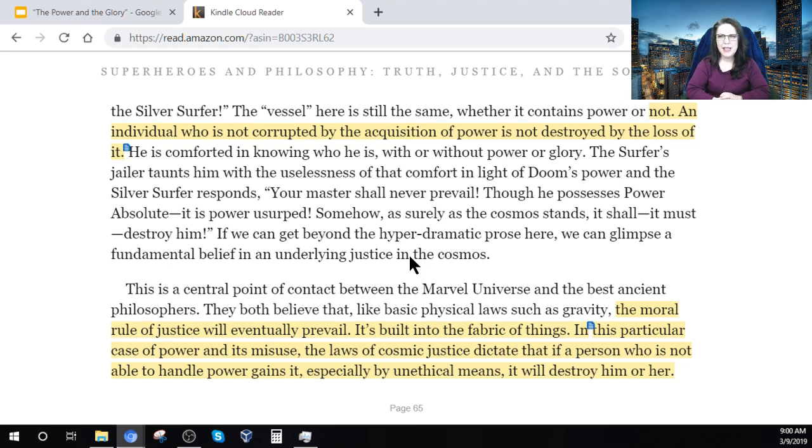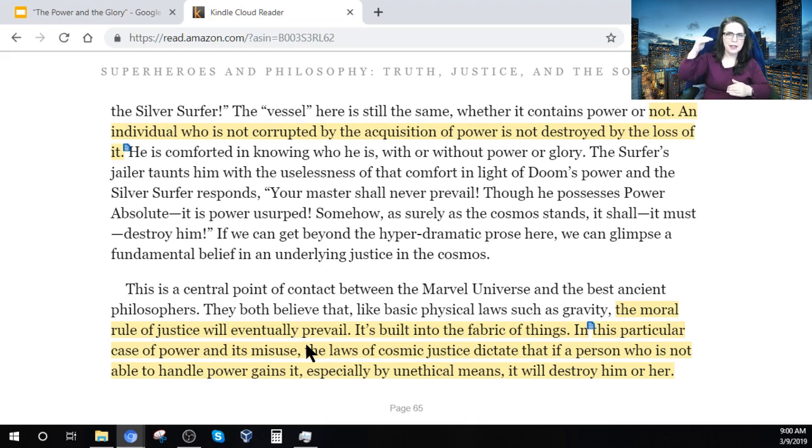So they're not saying that there's this great capital G God that determines how people are going to be treated. They're saying that the cosmos determines what will happen in people's lives. So keep that in mind as you continue to read their argument. They redirect the reader back to the central point of contact between the Marvel universe and ancient philosophers. And they say that the moral rule of justice will eventually prevail. It's built into the fabric of things.